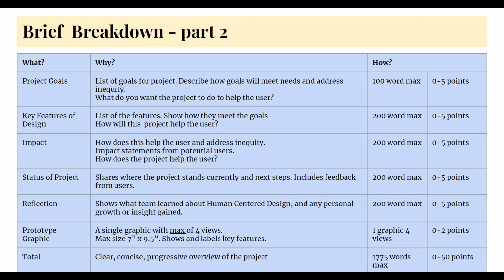And then of course there's the graphic, right? So, you know, just give us an idea of what it is they're looking at. What's that visual piece? It's a single graphic. You can have a max of 4 views. And then you have a max size, and you should label those key features. But again, that's only 0 to 2 points. So in totality, the design brief should be that clear, concise, progressive overview of the project.